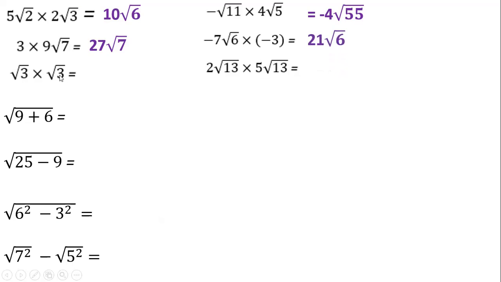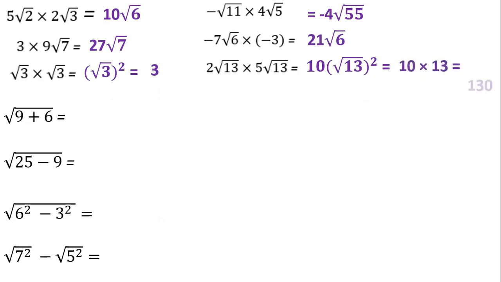Now radical 3 times radical 3, radical a times radical a, all of it squared, is equal to a. You should write radical 3, all of it squared. Now the squared cancels the radical and the answer is 3. The same here, we multiply the coefficients. 2 times 5 is 10. Radical 13 times radical 13 is radical 13 squared. Now the squared cancels the radical, so it comes out as 13. 10 times 13 is equal to 130.